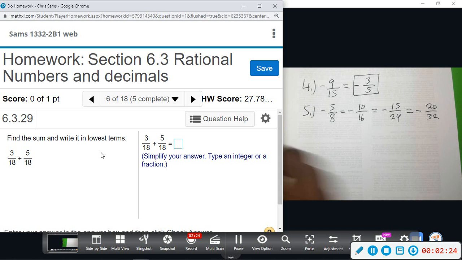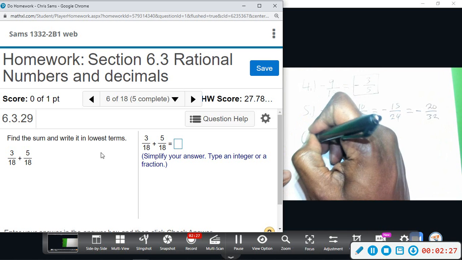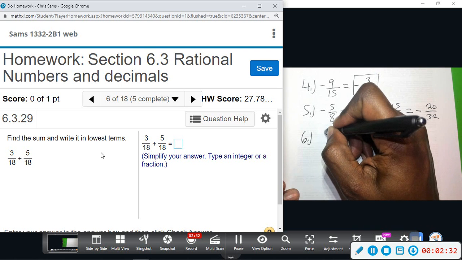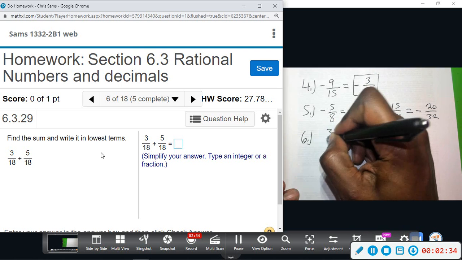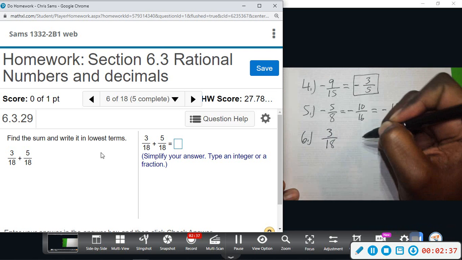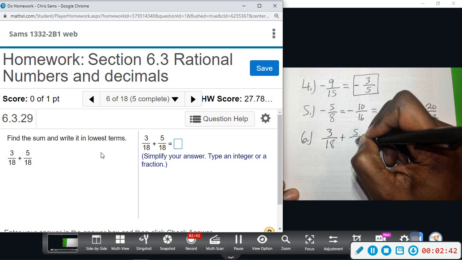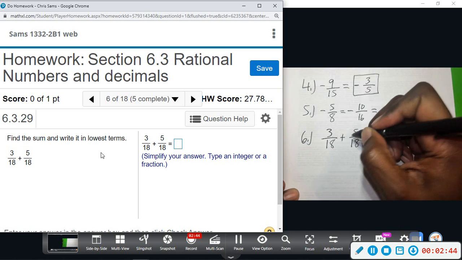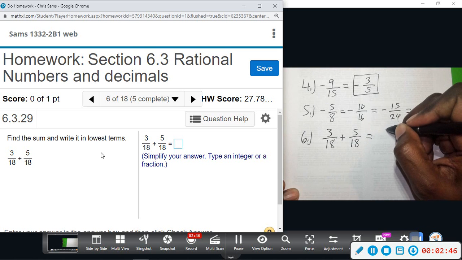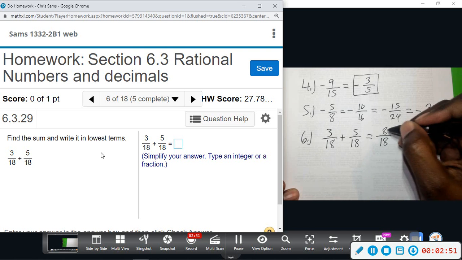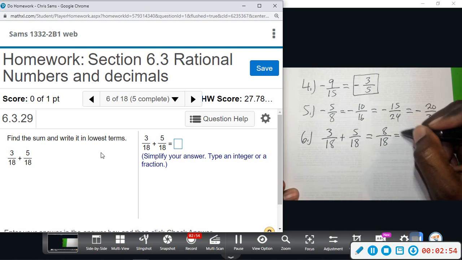Right. And now number 6, we're going to find the sum and write in lowest terms. Alright, so when you're adding rational expressions, you have to make sure you have a same denominator, a common denominator. And if that is the case, then you can add the numerators only. So 5 and 3 will give us 8/18. Alright, lowest terms, both of these are even, so we can divide by 2. And that will give us 4/9. And that will not reduce.